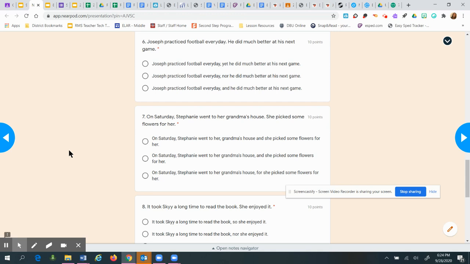Number 6: Joseph practiced football every day. He did much better at his next game. Joseph practiced football every day, yet he did much better at his next game. Joseph practiced football every day, nor he did much better at his next game. Joseph practiced football every day, and he did much better at his next game.